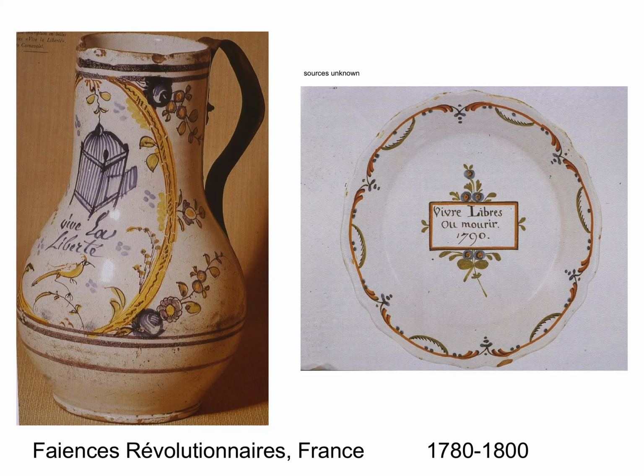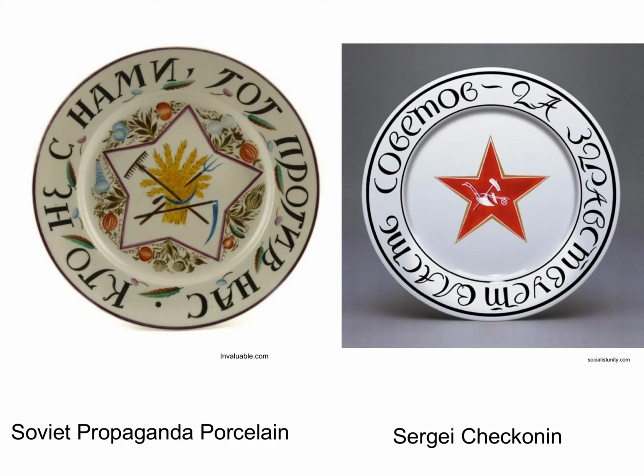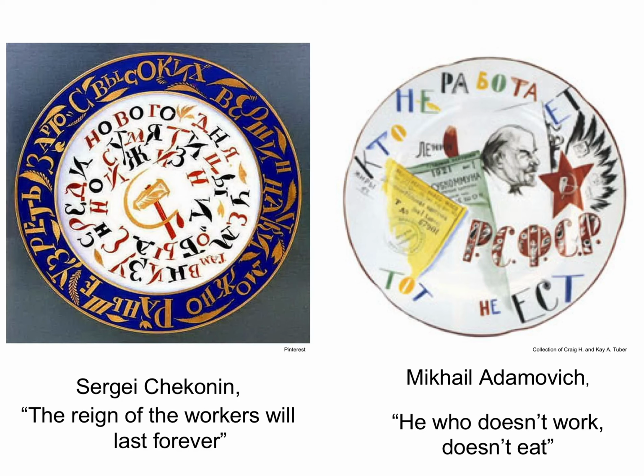Some French faience from revolutionary ware with Vive la liberté, Vive libre ou mourir from the 1790s, around revolutionary times in France. And of course, the wonderful Soviet propaganda porcelain from the early years after the revolution. Those are two examples here showing us Cyrillic script.